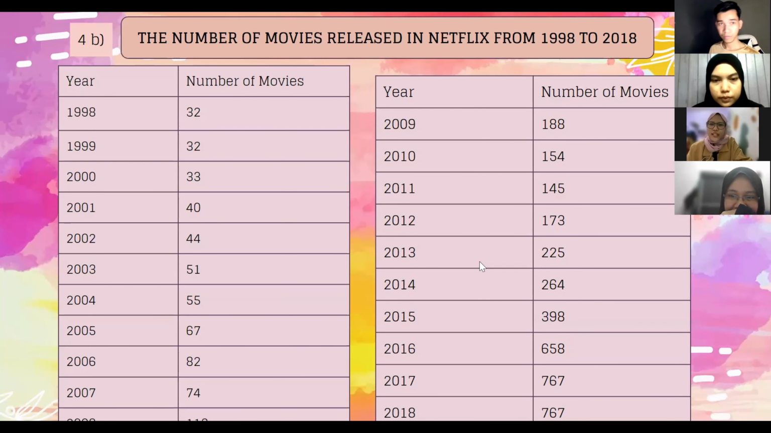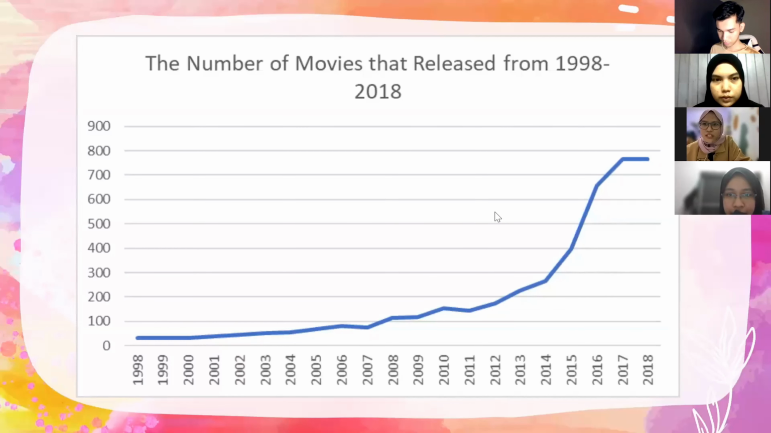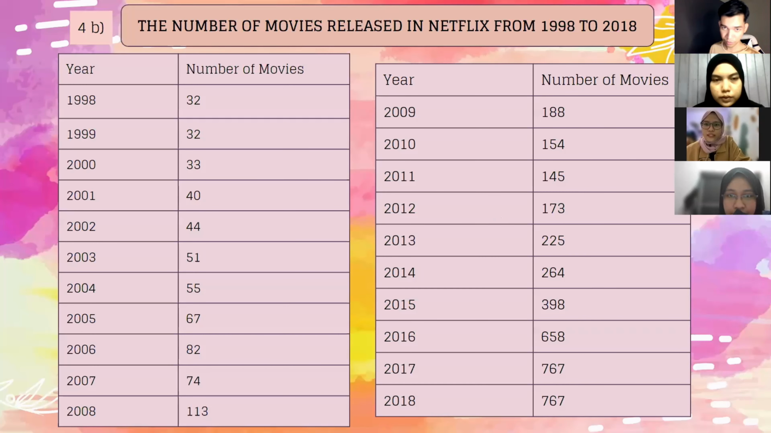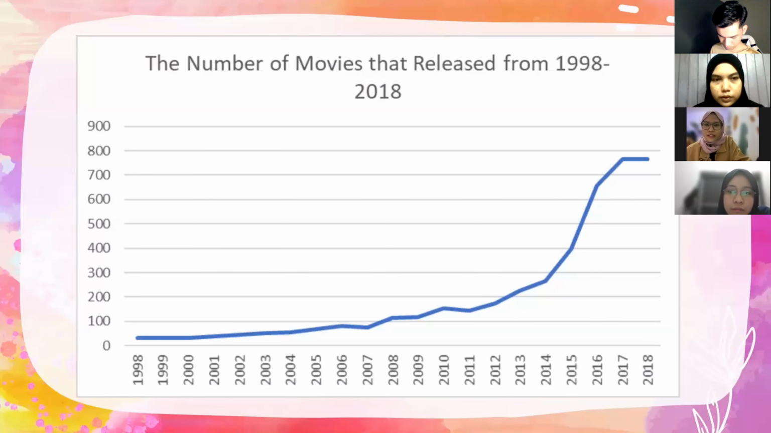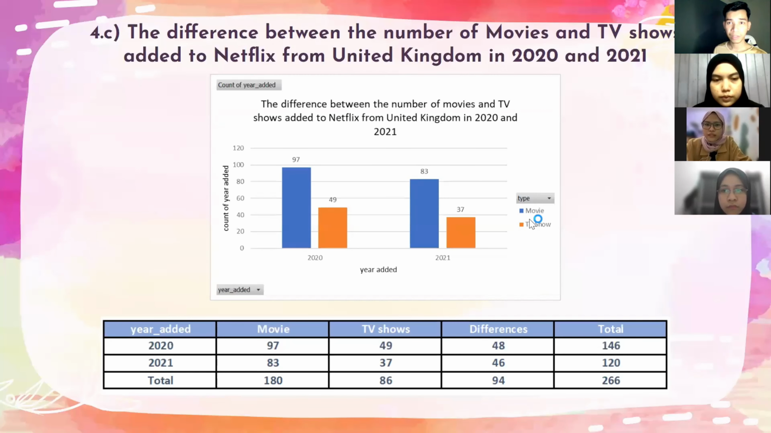For the next question, we were required to find the number of movies released on Netflix from 1998 until 2008. As you can see from this line graph, the number kept increasing. This shows the higher demand of Netflix users to watch movies on this app, since it is really convenient to watch movies anytime and anywhere.